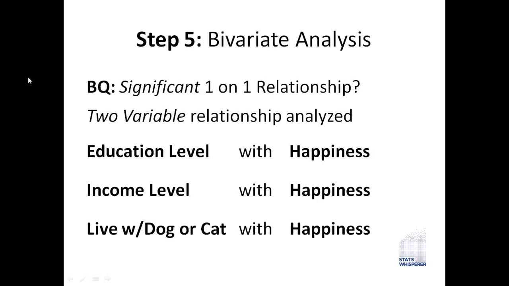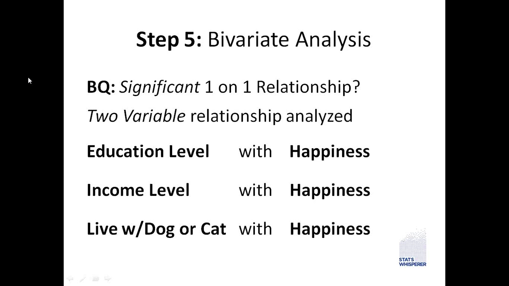Now, the same with the bivariate analysis. The bivariate analysis is also left out of many articles. In many articles, they might present the descriptives, so let's say the average person is this happy, and then it jumps right into a regression model, step 6, the multivariate analysis. It jumps right into a regression model and shows how all the predictors jointly affect happiness.